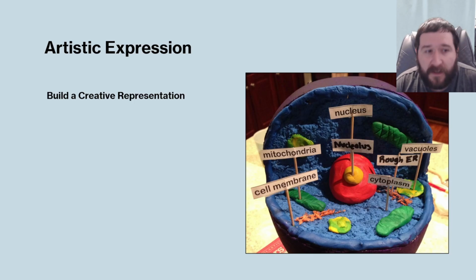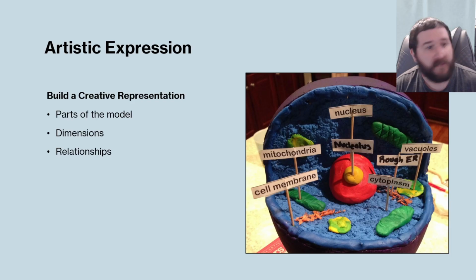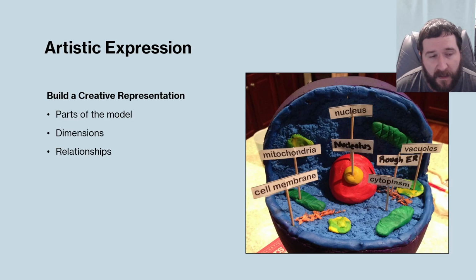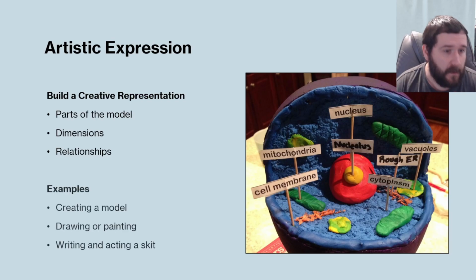In order to be able to do this, they need to understand the different parts of the model, the different dimensions and relationships between all the pieces and how that plays into it, so that they can create something semi-accurate, right? So artistic expression is a great way to help people understand something at a higher level, help them work through that by creating something creatively.